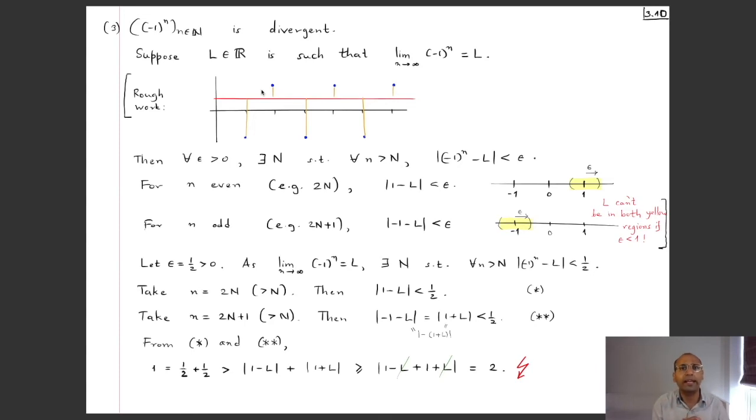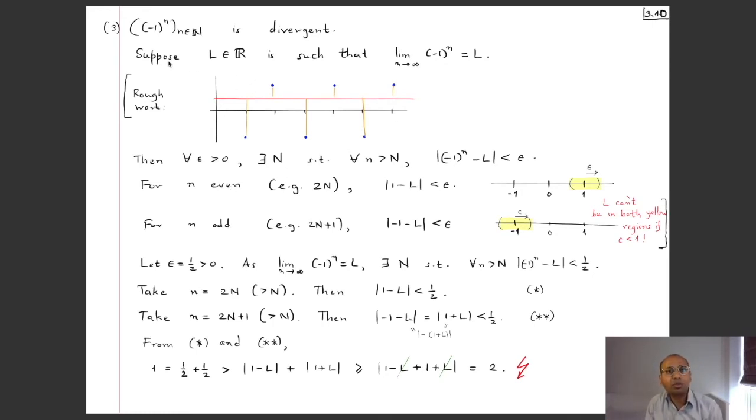So let's suppose that L is a real number such that the limit as n tends to infinity of -1 to the power n is equal to L. In other words, we are supposing that the sequence is convergent with limit L. Now this L has got to be somewhere, but wherever it is, the distance to either the even terms or the odd terms is going to be bigger than 1. If L is bigger than or equal to 0, the distance to the odd terms is bigger than 1, and if L is less than 0, then the distance to the even terms is going to be bigger than 1. That's going to be the source of the contradiction.